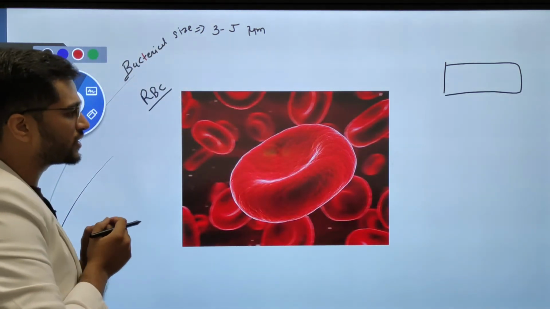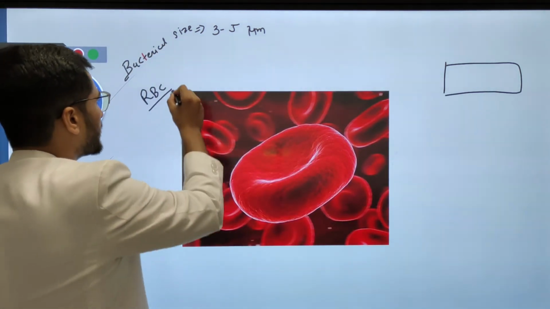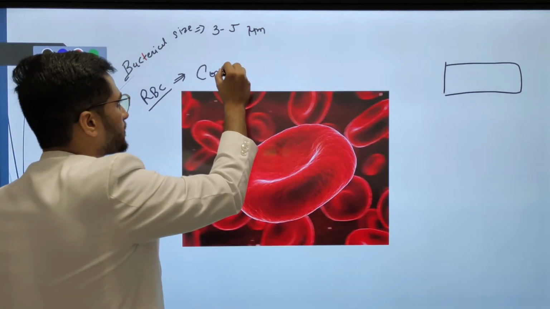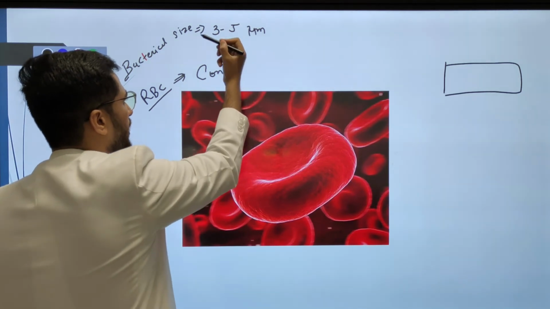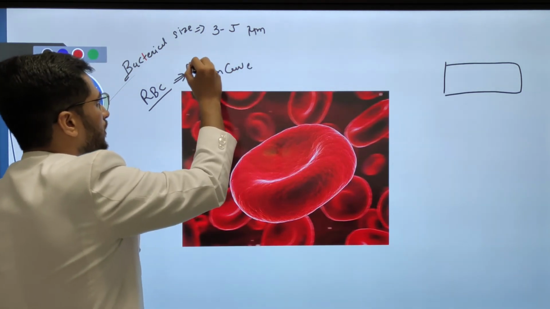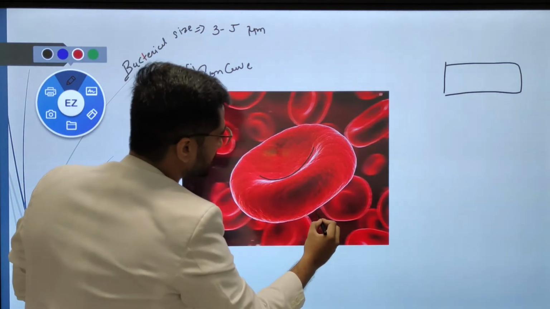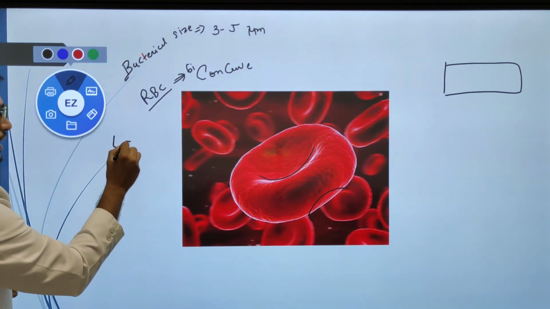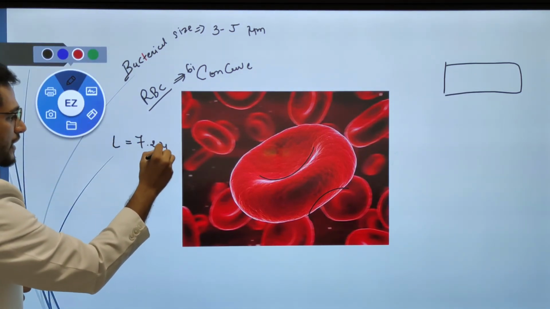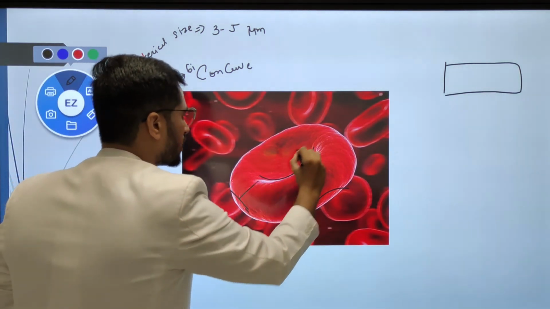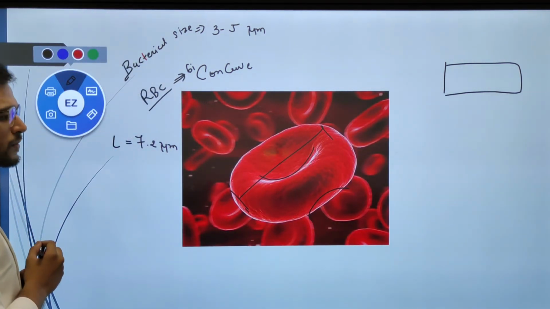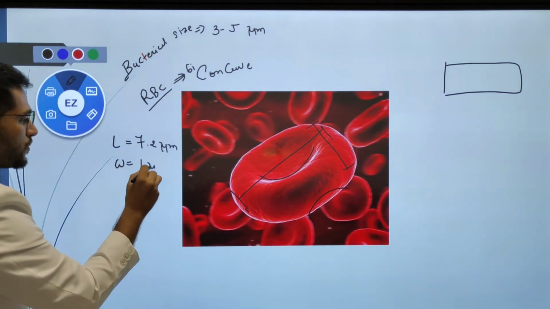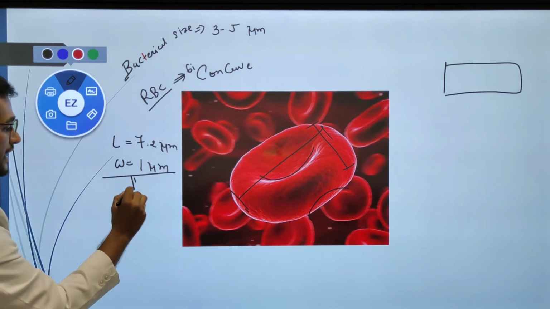Now let's look at the RBC. As we discussed, it is a biconcave shaped cell. It is concave from both sides, above and below. Now the examiner can ask you the length of this cell. The length is 7.2 micrometer, where the width is about 1 micrometer.